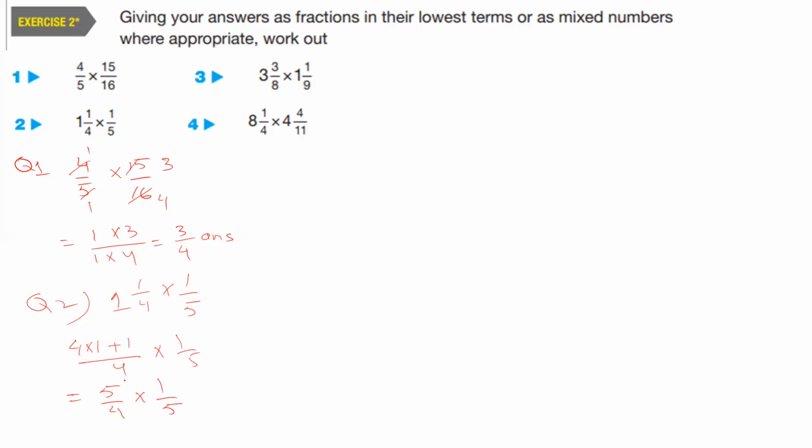Now we got that 5 in the numerator of one fraction and 5 in the denominator of the other fraction. These could be cancelled by the 5 times table. So we got here 1 times 1 in the numerator and 4 times 1 in the denominator. So we got here 1 upon 4, the answer for question number 2. We look at question 3. Question 3: 3 whole 3 upon 8 times 1 whole 1 upon 9.